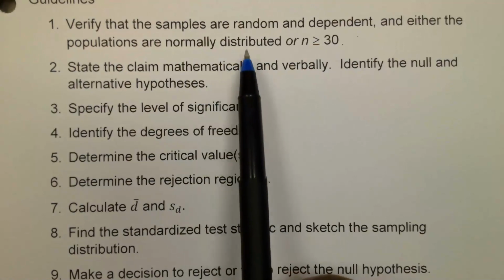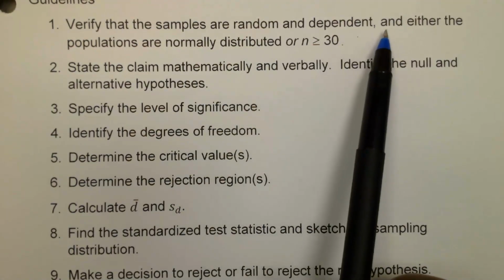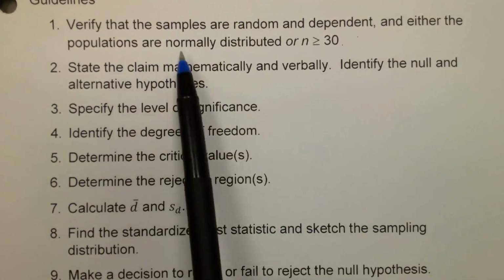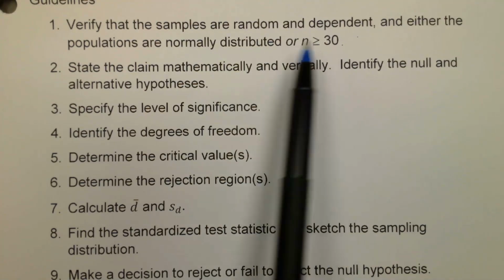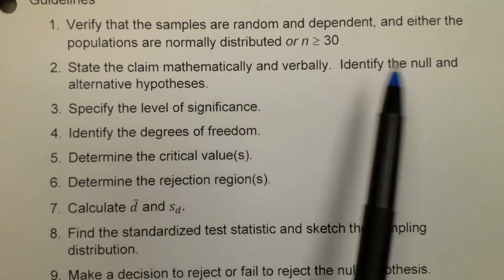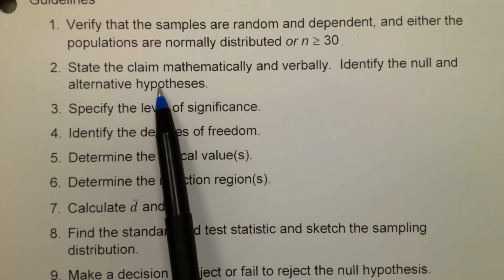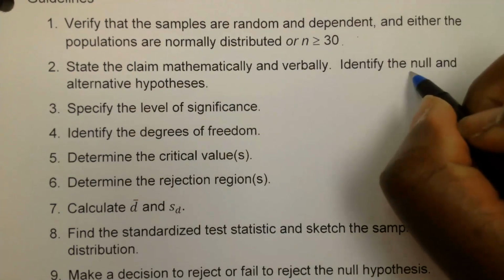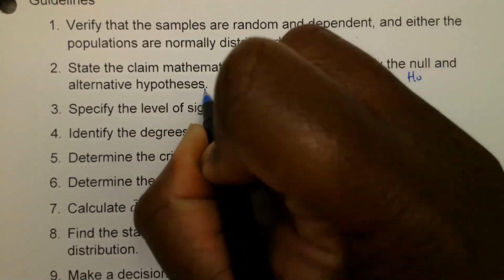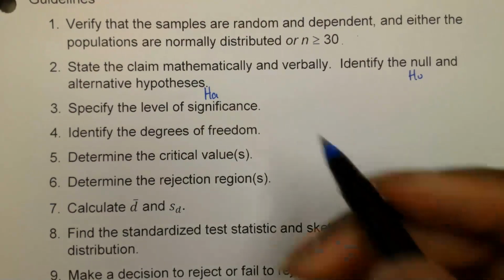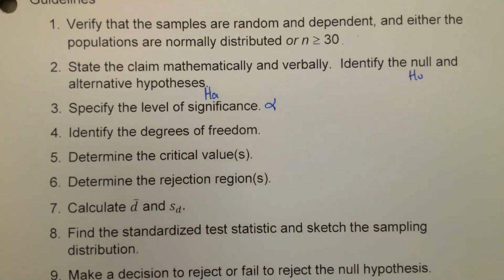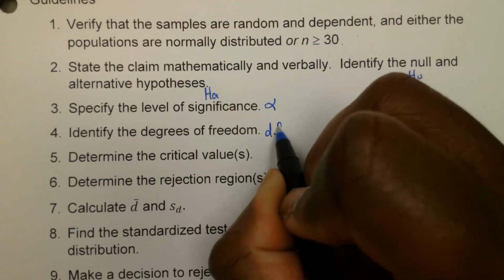You want to verify that the samples are random and dependent, and either the population is normally distributed or n is greater than or equal to 30. So that's central limit theorem. State the claim. Identify H0 and HA. So remember, that's our H0 and HA. Specify the level of significance. Identify the degree of freedom.